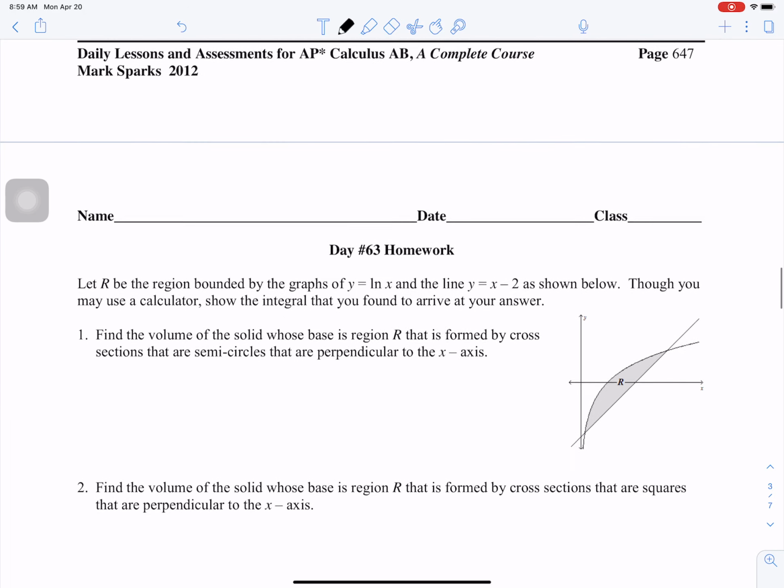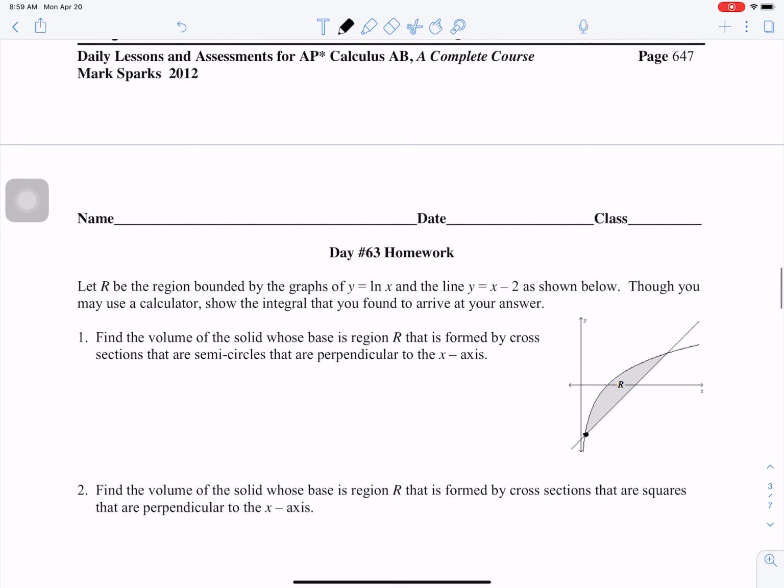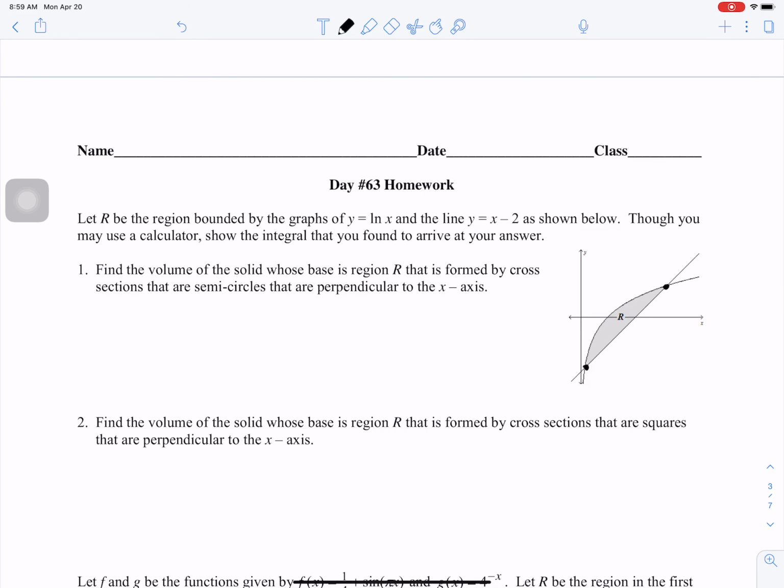So let's continue on with some further examples. Let R be the region bounded by the graphs of y equals ln x and y equals x minus 2, as shown below. You'll notice that there are intersection points that represent my A and B. Find the volume formed by cross sections that are semicircles and perpendicular to the x-axis. So again, our base would be the f of x function minus the g of x function.